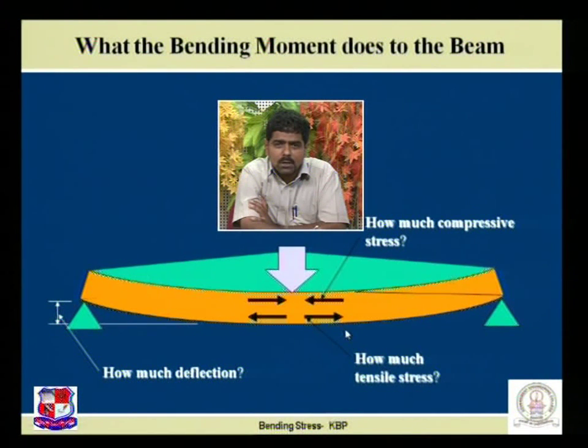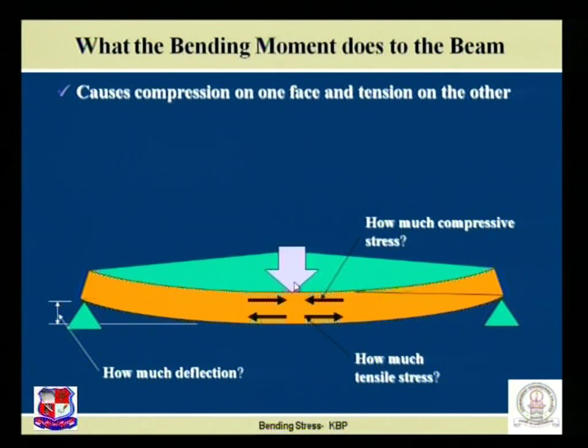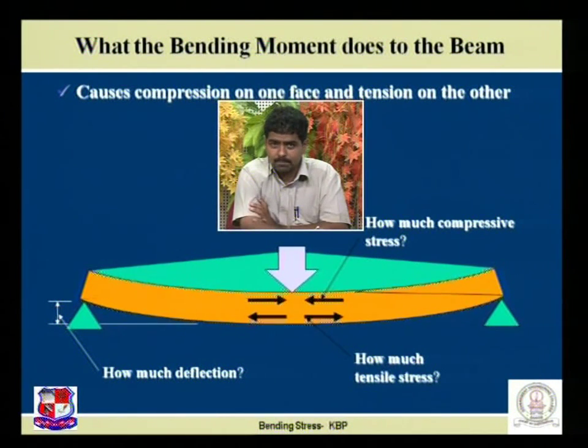Tensile forces are developed. So, the question may arise, what does the bending moment do to the beam? First, it causes compression on one face and tension on the other side. To repeat, this bending moment causes compression on one face of a beam and tension on the other face.